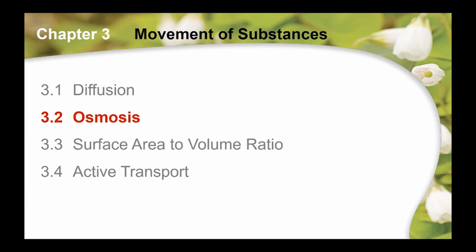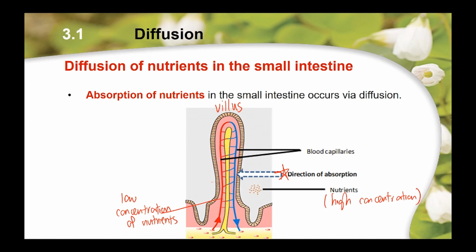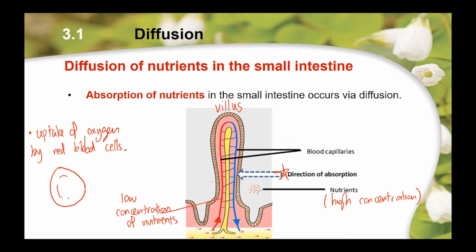I just want to add in one more example, and you can actually copy this down onto your notes. So another example that I want to add on is this: the uptake of oxygen by red blood cells. Now, red blood cells are specialized cells within your body that actually allow you to transport oxygen from the lungs to the rest of the body.